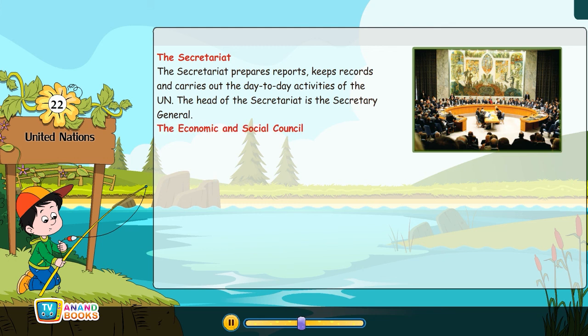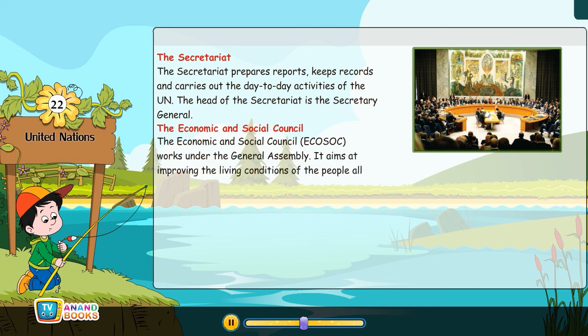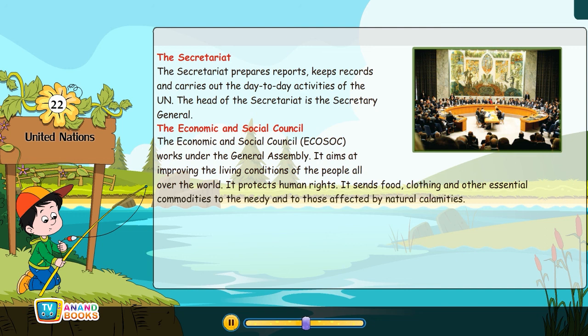The Economic and the Social Council. The Economic and Social Council, ECOSOC, works under the General Assembly. It aims at improving the living conditions of the people all over the world. It protects human rights. It sends food, clothing, and other essential commodities to the needy and to those affected by natural calamities.